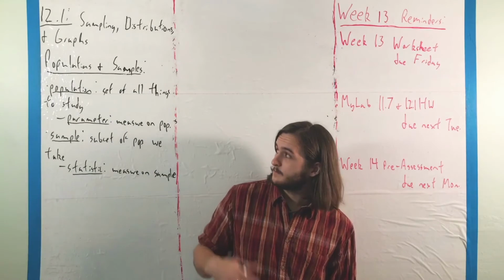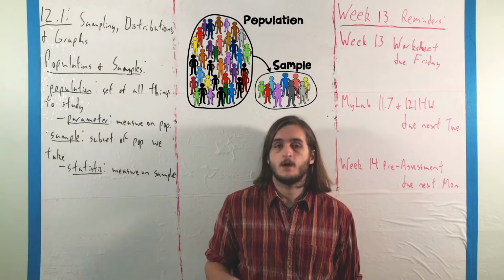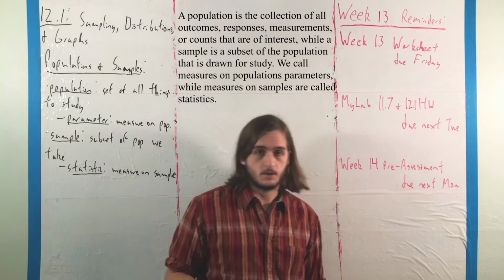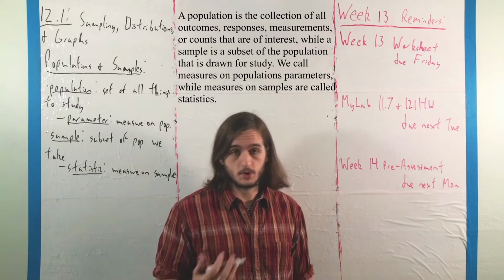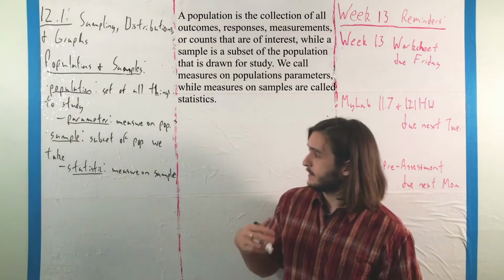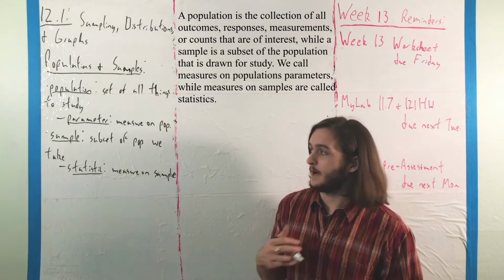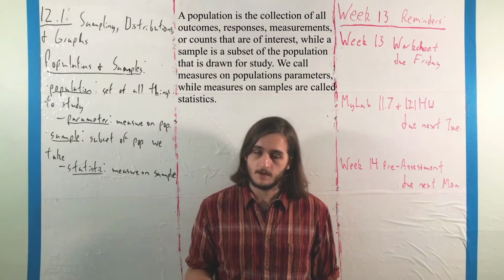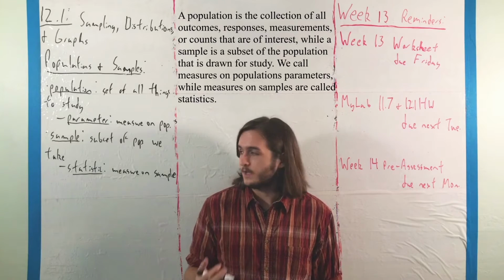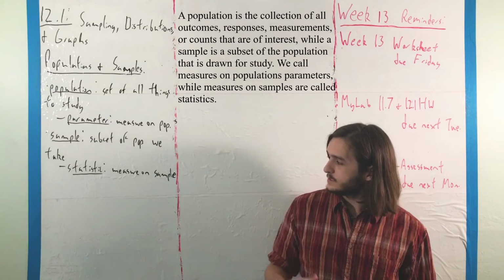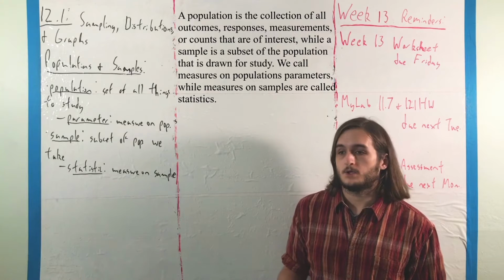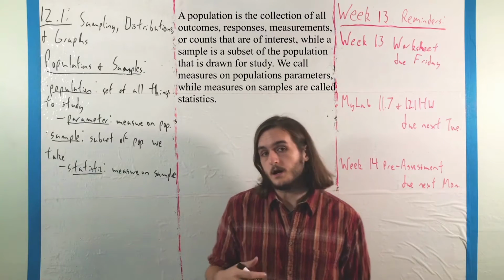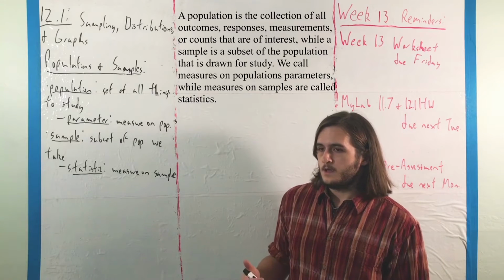Now we're going to move on to talk about populations and samples, where we say a population is the set of all things that we could possibly consider for what we're trying to study. And a parameter is a measure on a population. Meanwhile, a sample is the subset of the population that we're going to look at, where a statistic is a measure on a sample.